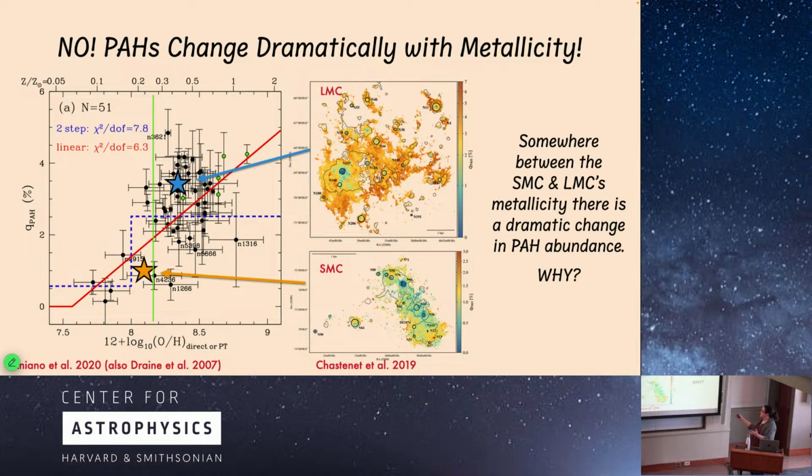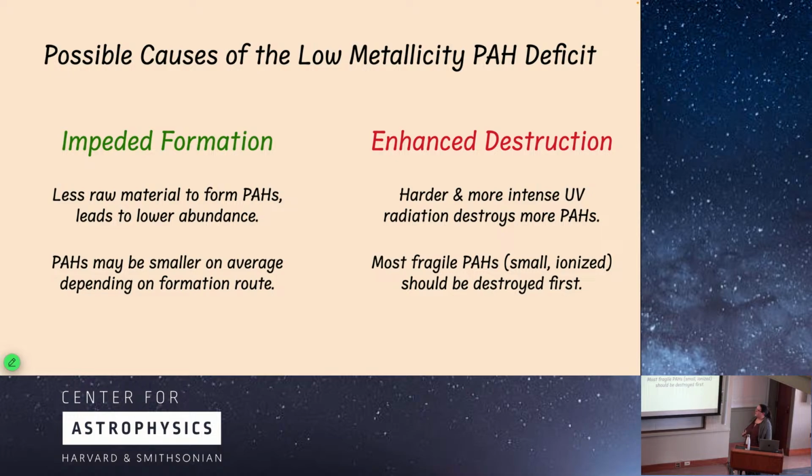And this dramatic deficit of PAHs as a function of metallicity is important for a number of reasons, including that people are now trying to observe these things in galaxies at higher redshift that may have very different metallicities than things we're used to in the local universe. So this is an interesting problem. There are a couple of potential explanations.